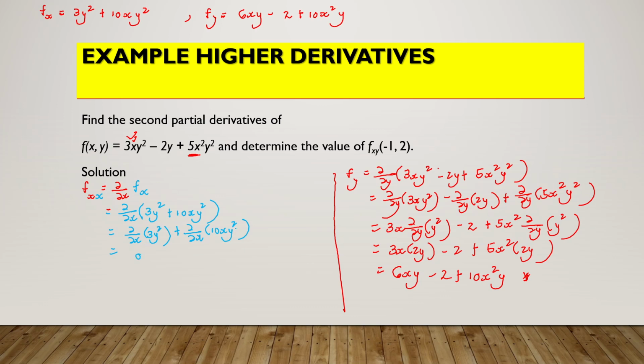Where 10y squared is constant, you factor out 10y squared, and then you take ∂/∂x of x, which is 1. So you get 10y squared. The answer is 10y squared. So fxx you will get 10y squared.